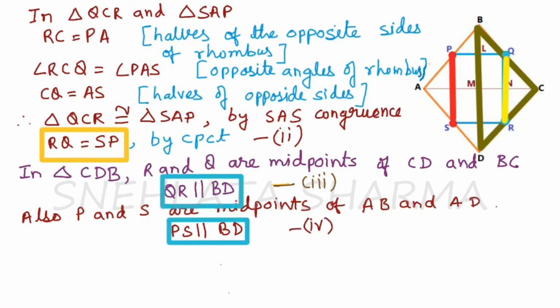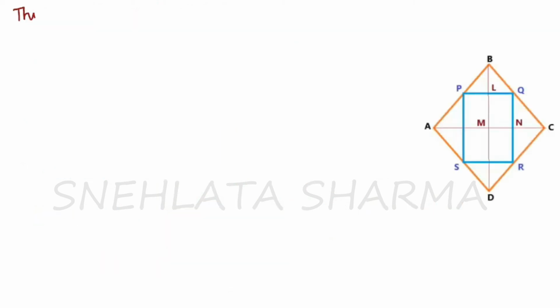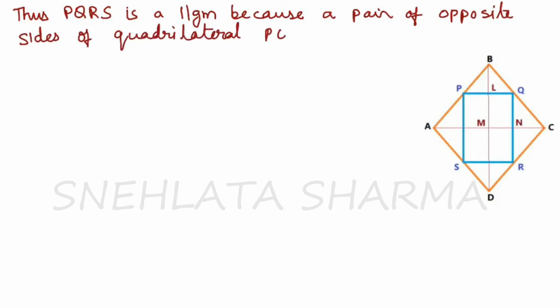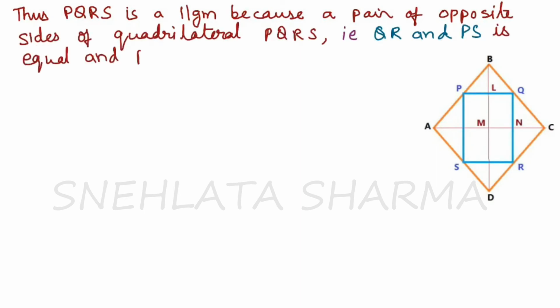Now consider equation 3 and equation 4. Here we have QR is parallel to BD. If you look at the right hand side, QR is parallel to BD and BD is also parallel to PS. See figure. So we have QR is parallel to PS. Thus PQRS is a parallelogram because a pair of opposite sides of quadrilateral PQRS, that is QR and PS, is equal and parallel. You can see figure, this is QR and this is PS. QR is parallel to PS and these sides are also equal. So we can say that PQRS is a parallelogram.